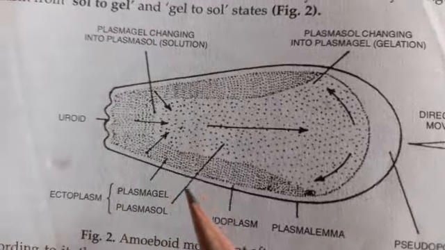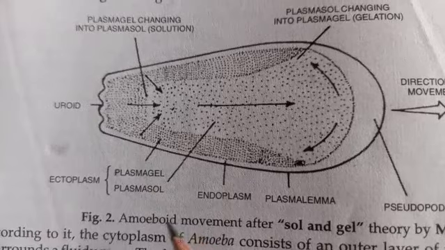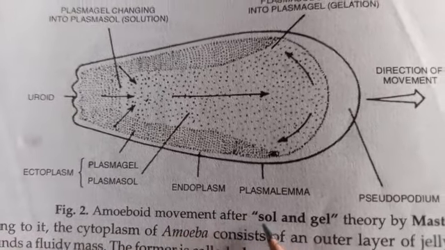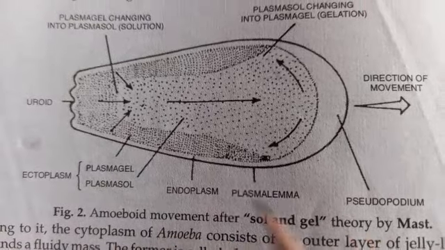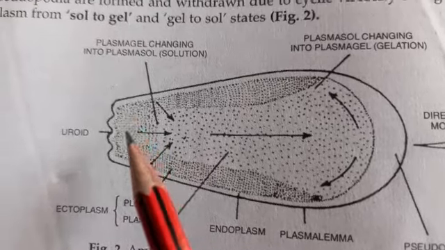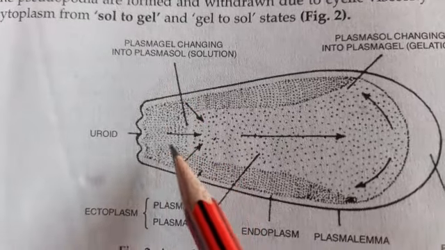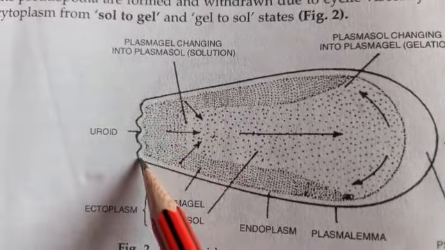So as you can see, this is a diagram which you have to make for the amoeboid movement after the sol-gel theory, which was given by Mast. Here you can see, on the posterior side, this structure which is formed is called a uroid.